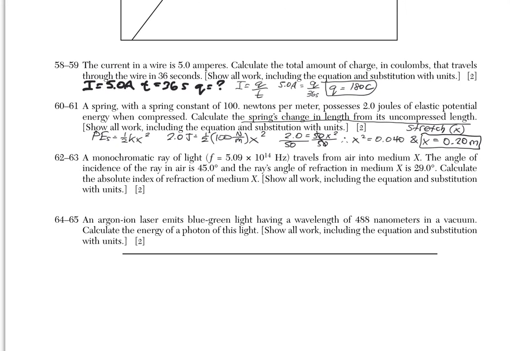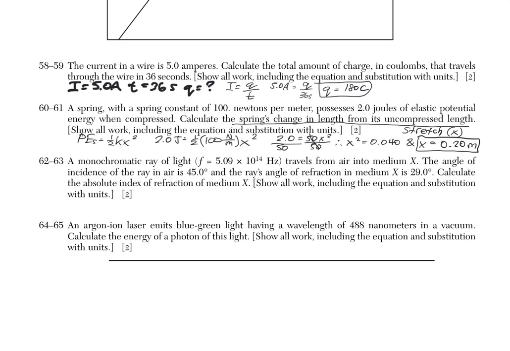All right, 62 and 63. A monochromatic, which means one color, ray of light, 5.09 times 10 to the 14 hertz. Hey, look at that. That's the reference frequency for the index of refraction chart. I wonder if it has anything to do with the problem. It travels from air into medium X. Ooh, mysterious, medium X. The angle of incidence is 45 degrees, and the ray's angle of refraction is 29 degrees. Let me guess. Calculate the absolute index of refraction of medium X. I could have seen that coming.